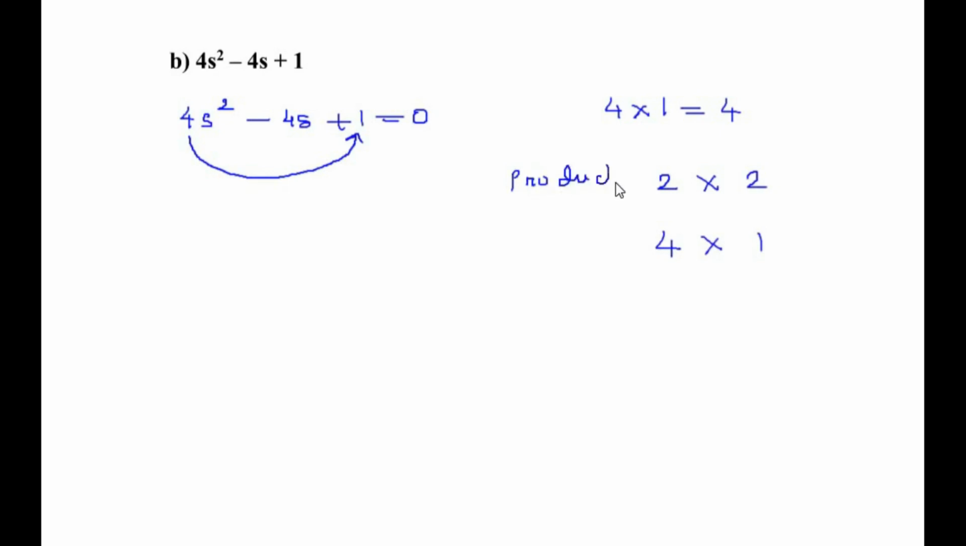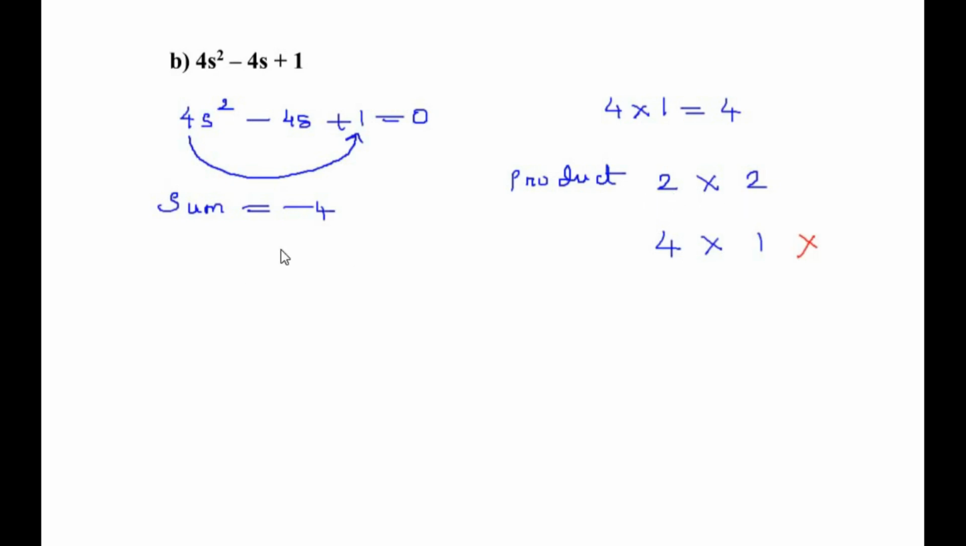Now let us check the sum. The sum has to be -4, that is the middle term number. Now here we cannot take 4 times 1, because if we add or subtract 4 and 1, we do not get -4. So we are going to discard this option, and let us check 2 times 2.